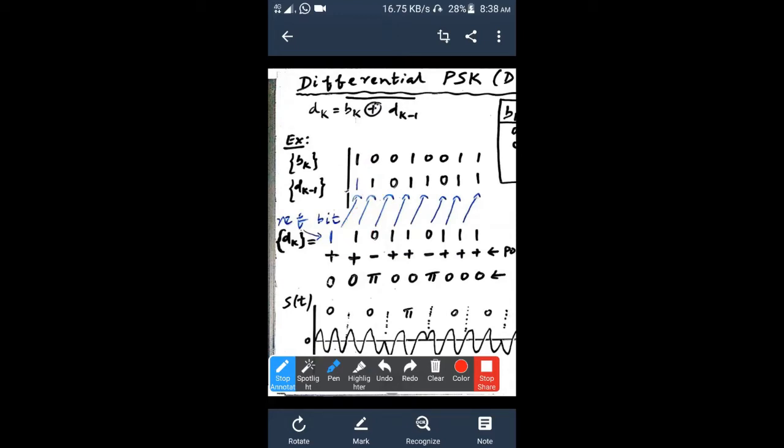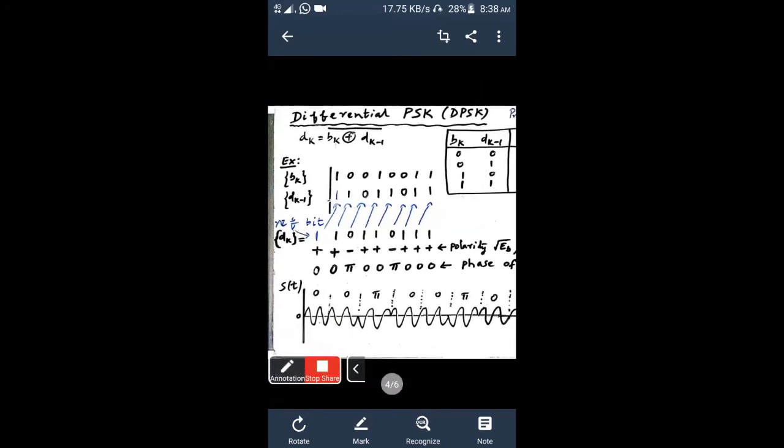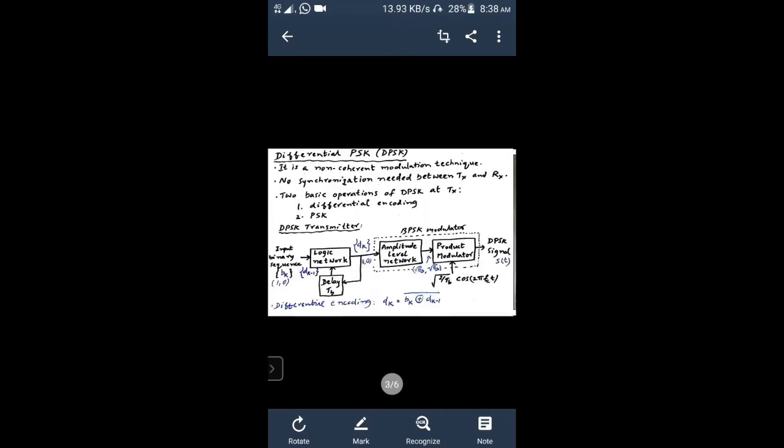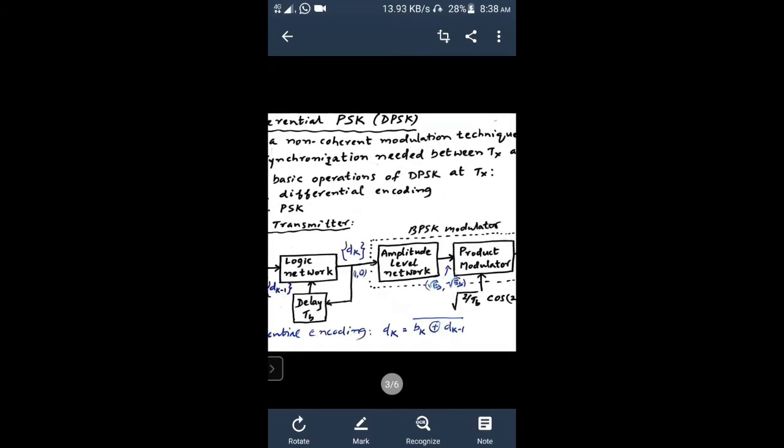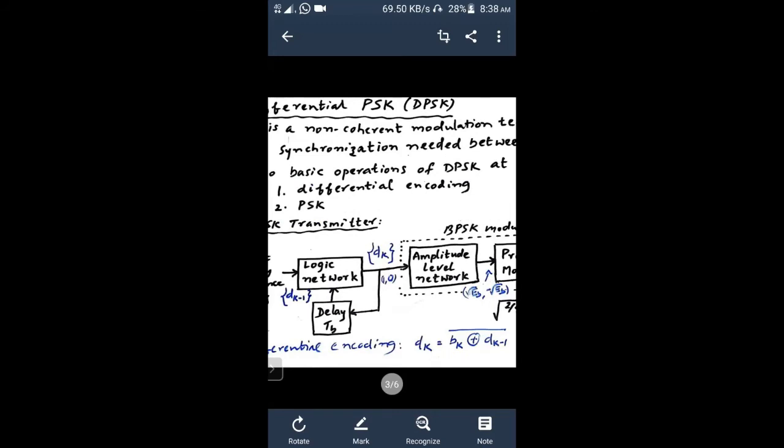Hope you understood. Right? So, bk is the incoming sequence. dk minus 1 is extracted from the output. The output is fed back to the input with the help of a delay. So two sequences are available, bk and dk minus 1. Both, after XNORing, will give you dk. Okay. Go to the next slide. Right. So finally, dk is here.